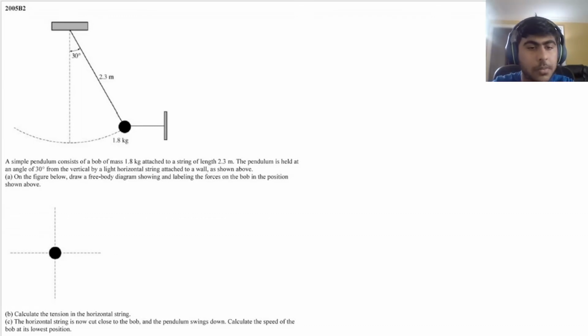This is the last one. A simple pendulum consists of a bob of mass 1.8 kilograms attached to a string of length 2.3 meters. The pendulum is held at an angle of 30 degrees from the vertical by a light horizontal string attached to a wall as shown above. And they're asking us to draw a free body diagram showing and labeling the forces on the bob in the position shown above.